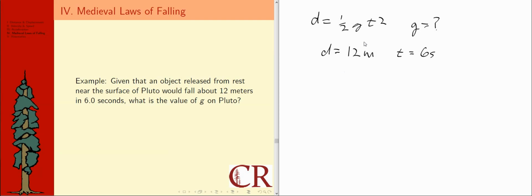You can either plug those numbers in and then solve for the thing you're solving for. What I often like to do, though, is recognize that g is the one I'm solving for. So if I multiply by 2 on both sides, I get 2d equals gt squared. Then I could divide both sides by t squared, and put the g on this side: g is equal to 2d over t squared. At that point, I'm going to put in the numbers.